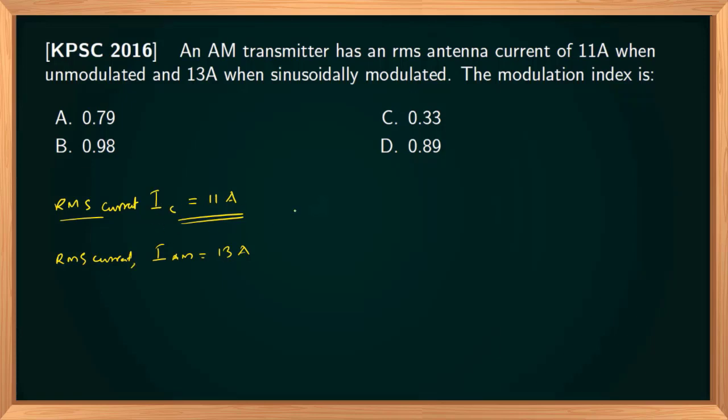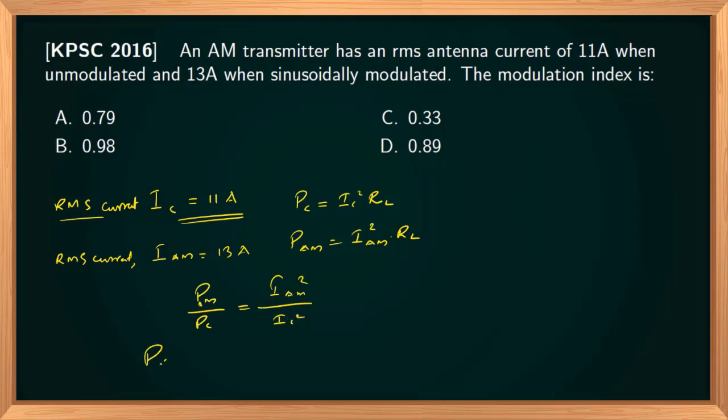Using these two currents, we can calculate corresponding power. Power of carrier is IC square into RL. Some power that is dissipated in load resistance RL will be IC square into RL. Similarly, PAM will be equal to IAM, RMS value of current, square into RL. So PAM by PC equal to IAM square by IC square. We know that power of AM signal is PC into 1 plus M squared by 2. So this is the expression for power of AM system.